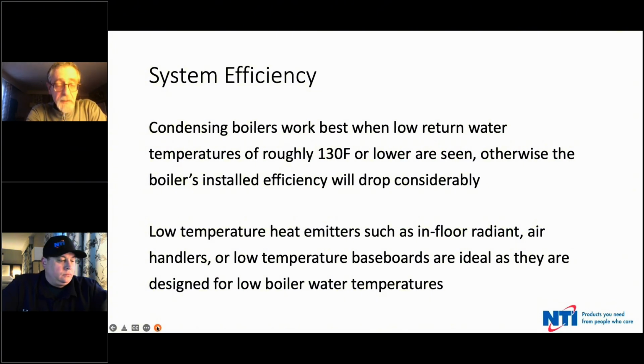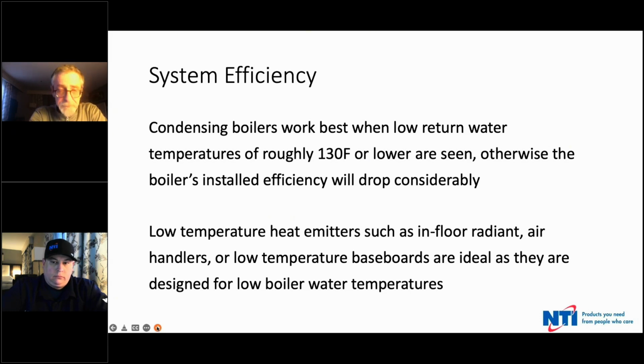And so it will operate in the high 80 percentiles, but if it's not condensing, you're not up in the 90s. So you can look at the literature all you want. It's wishful thinking that if you put a 95% efficient boiler in a system that isn't going to condense, it's never going to operate at 95% efficiency. It's as simple as that.